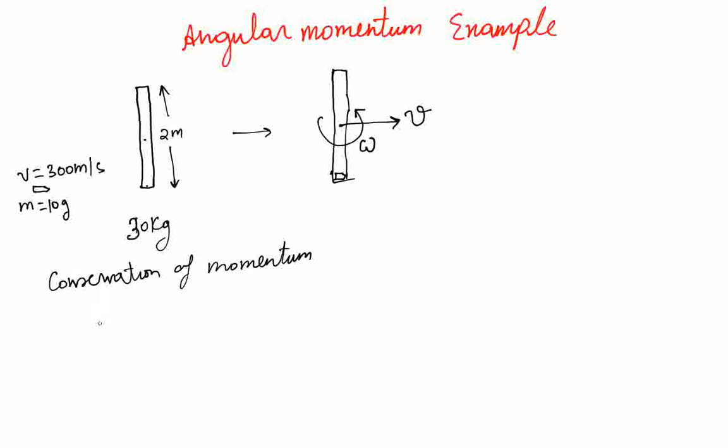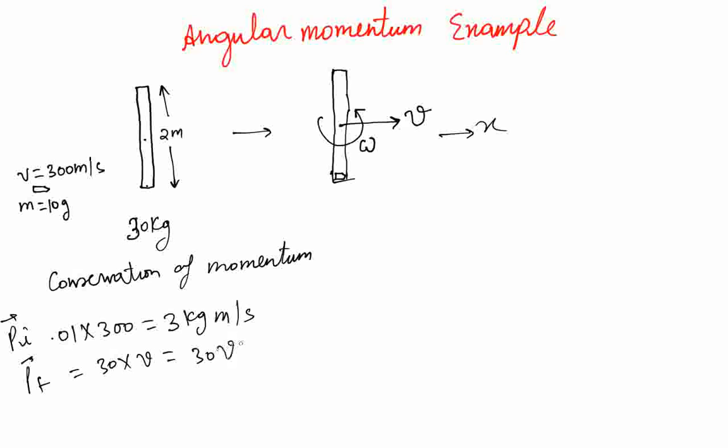What is the initial momentum of the system? It's 0.01 multiplied by 300, and that gives us 3 kilograms meters per second. And what is going to be the final momentum of the system? Well, let's call this the x-axis, pf is going to be 30 multiplied by v. So it's 30v. Why is it 30v? Because we know that if v is the velocity of center of mass, then the momentum of the system will be just the mass of the system multiplied by v.